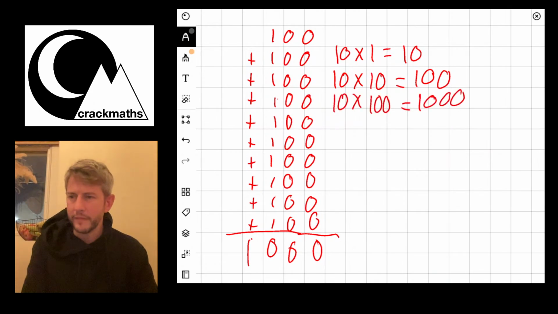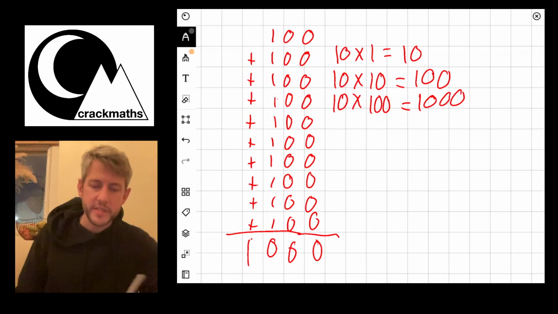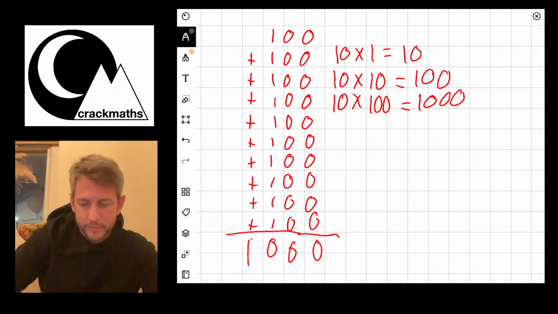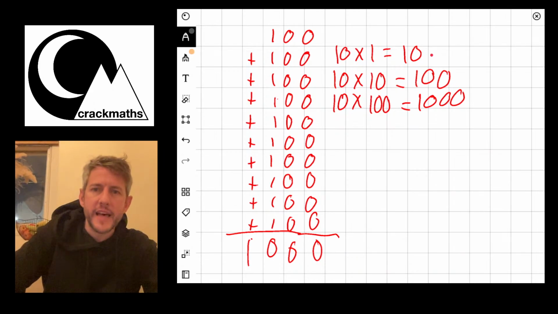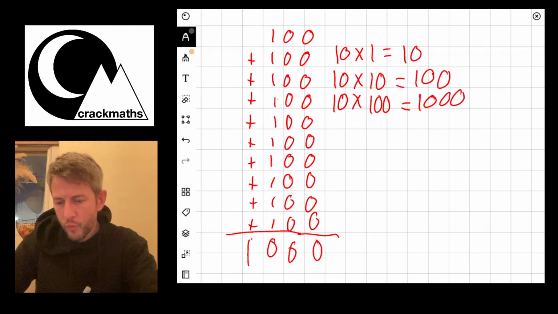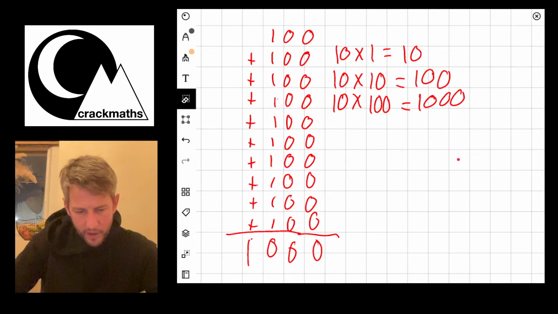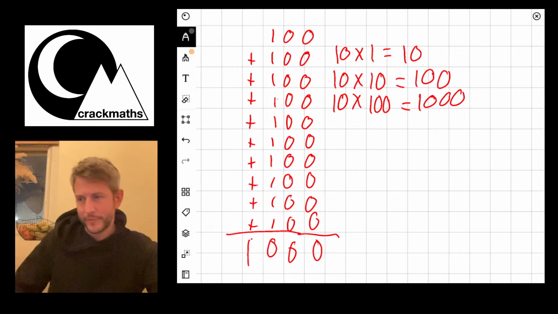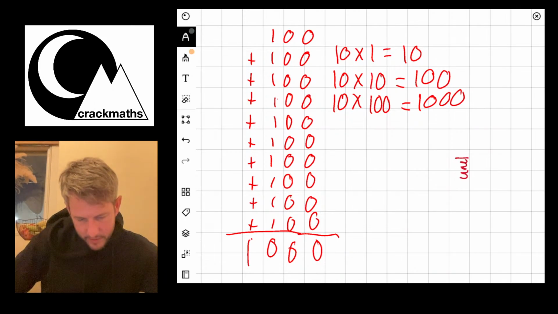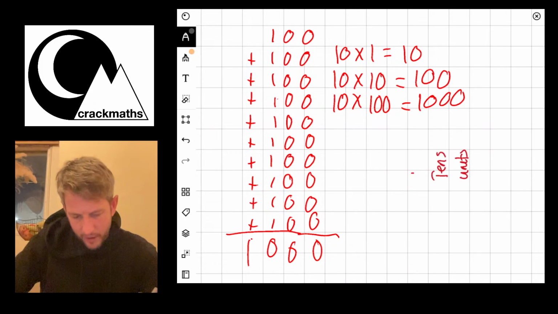Okay? And this is showing us the pattern for timesing by 10. So if we see here, when we times 1 by 10, we got 10. When we times 10 by 10, we got 100. And when we times 10 by 100, we got 1000, okay? And if I repositioned those back here, and remember we've got units, tens, and hundreds, okay?